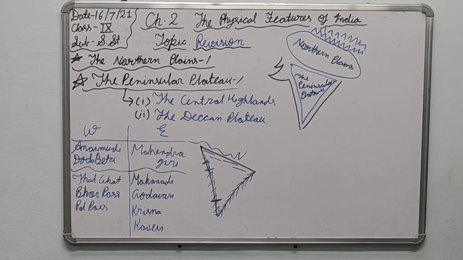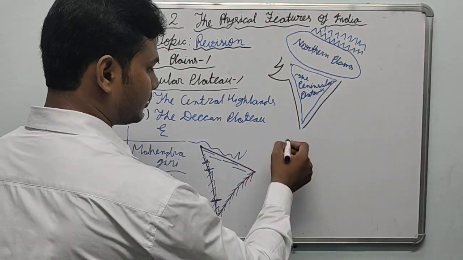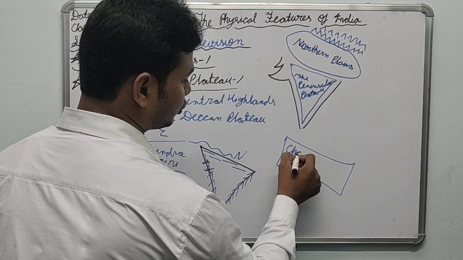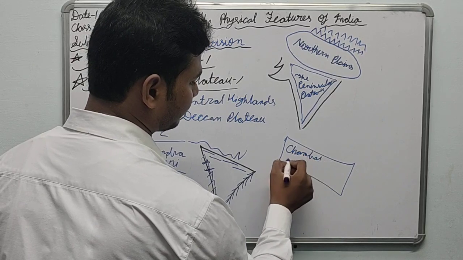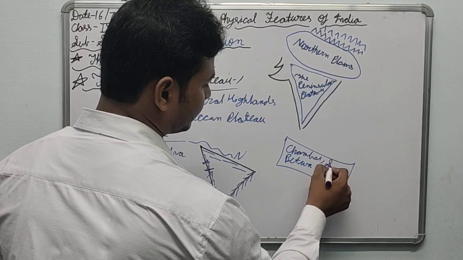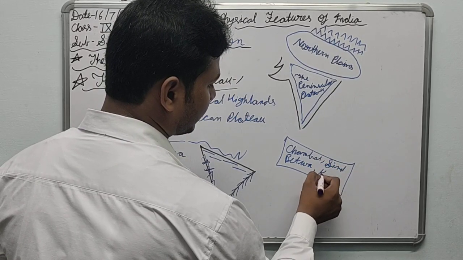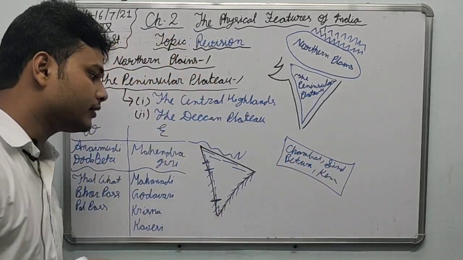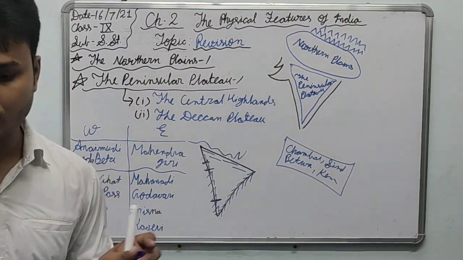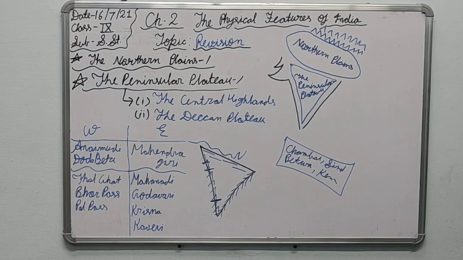And in the Central Highlands there are also a few rivers: Chambal, Betwa, Sindh, Ken. These are the 4 prominent rivers of the Central Highlands, and these are the rivers of the Deccan Plateau. I hope the Deccan Plateau is clear to you all now.